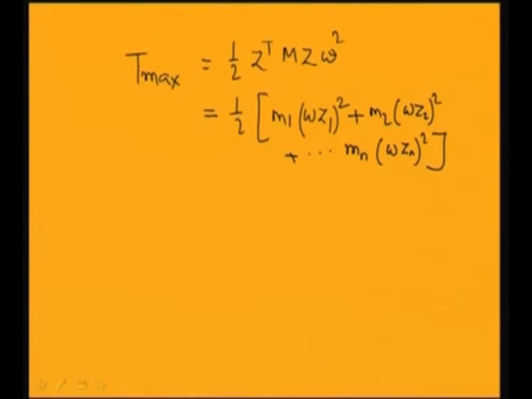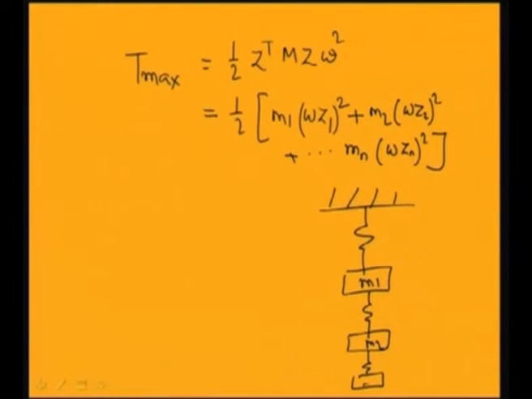Let us have a system with 3 masses. This is one mass, this is the second mass, so let me add a third mass also to the system. This is m1, this is m2, this is m3. The kinetic energy of the system will be equal to, with z1, z2, and z3 as the displacements, half m1 z1 dot square plus half m2 z2 dot square plus half m3 z3 dot square.